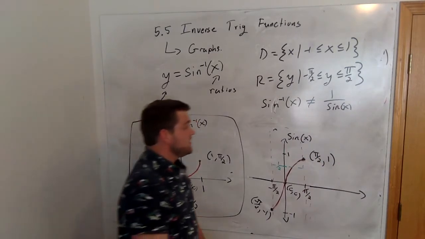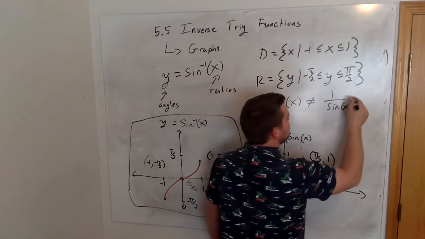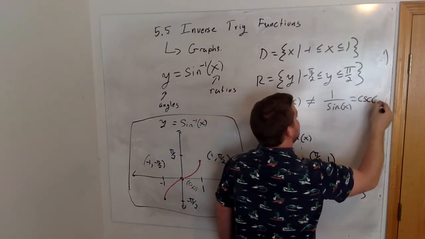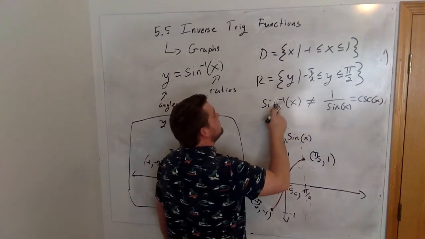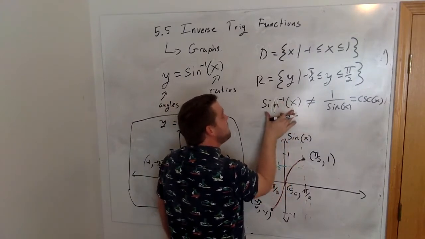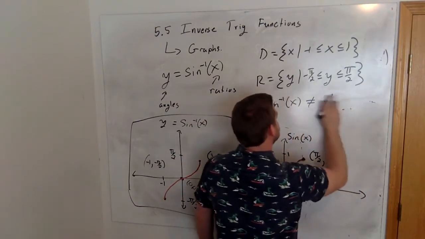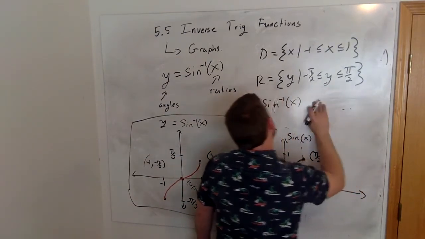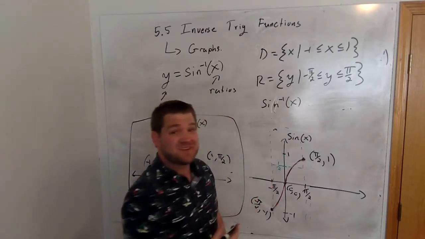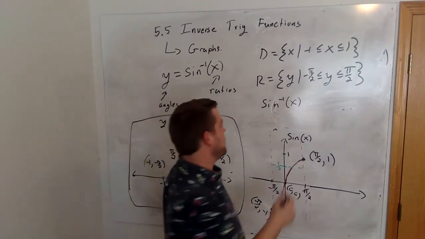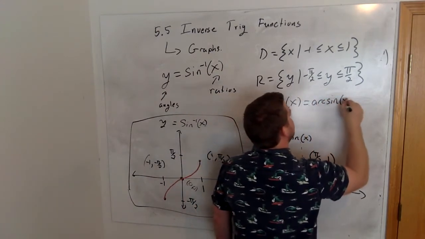Well, why are they not the same? Well, we already have a notation for 1 over sine. Remember, 1 over sine is the same thing as cosecant of x. So don't get these confused. Sine to the negative 1 just means sine inverse. This does not mean 1 over sine. So be careful with that. Another way to write sine inverse is arc sine. Arc sine is another way to write that.